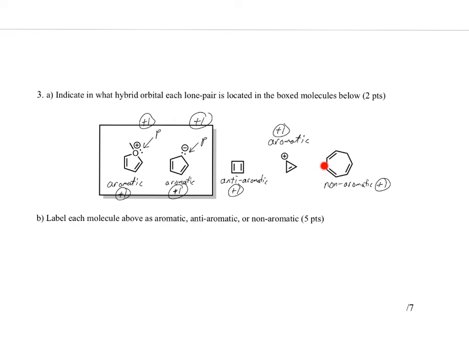Finally, this system, it's in a ring, but it has an interrupted system. That's an sp3 hybridized atom. Therefore, it's not all sharing, so this is just non-aromatic. Normal type molecules are mostly non-aromatic. Plus 1 for each lone pair's hybrid orbital, and then whether things were aromatic, anti-aromatic, or non-aromatic.